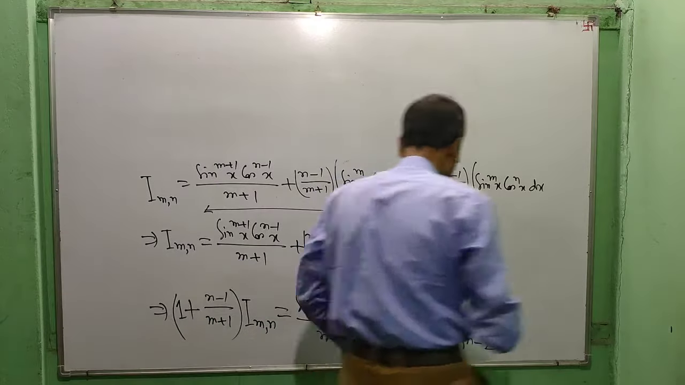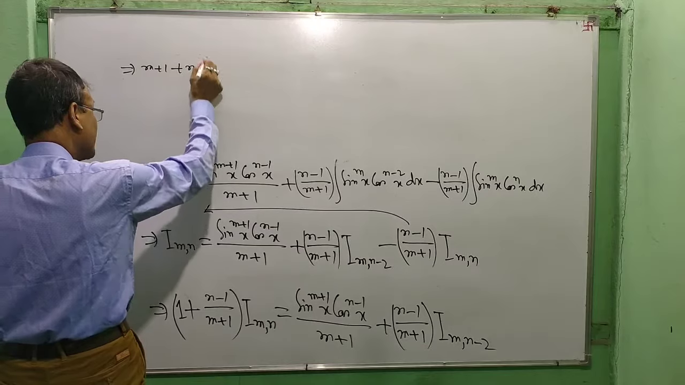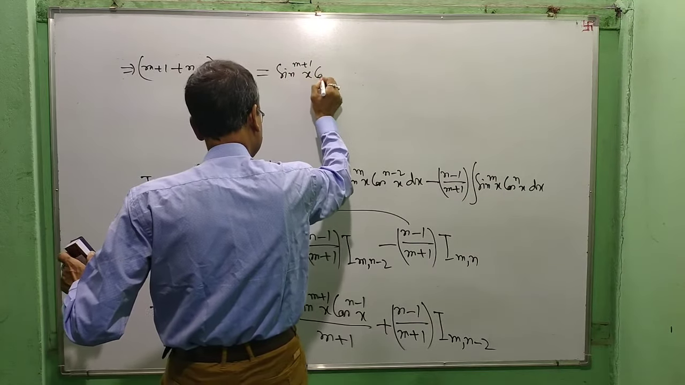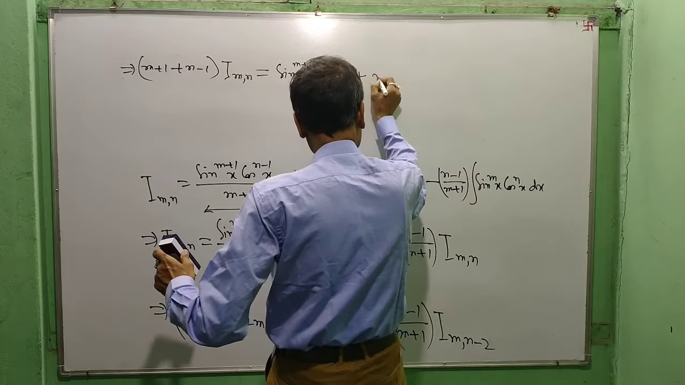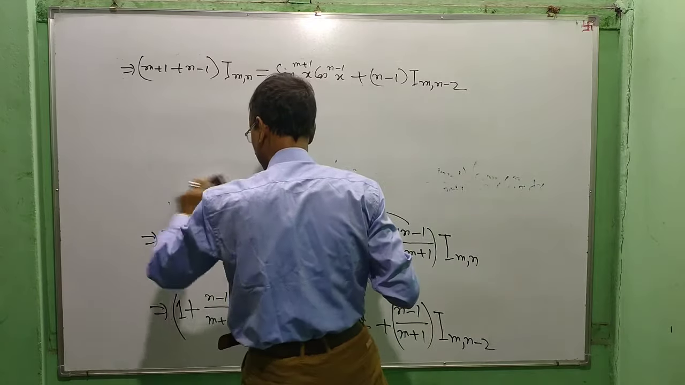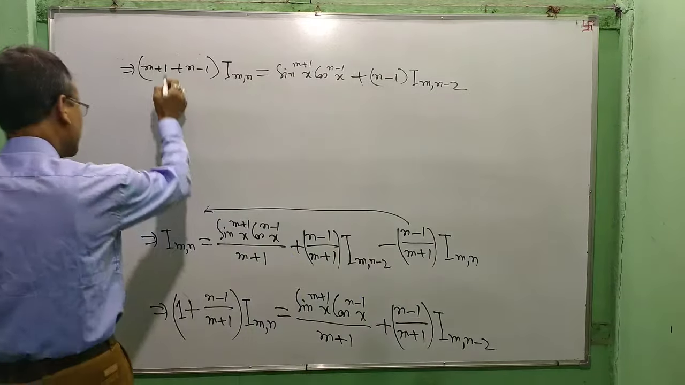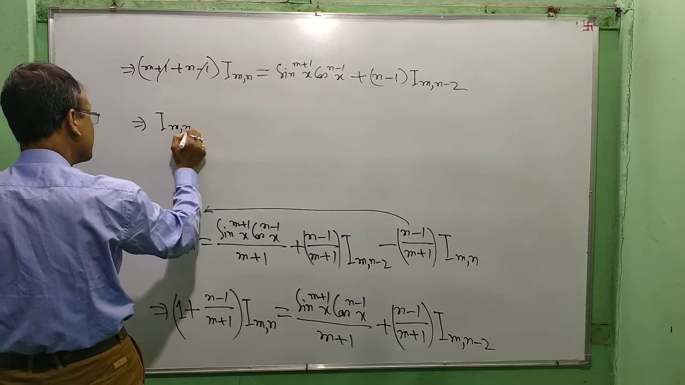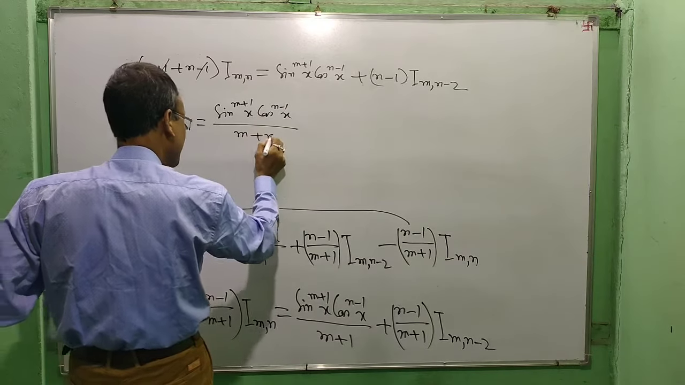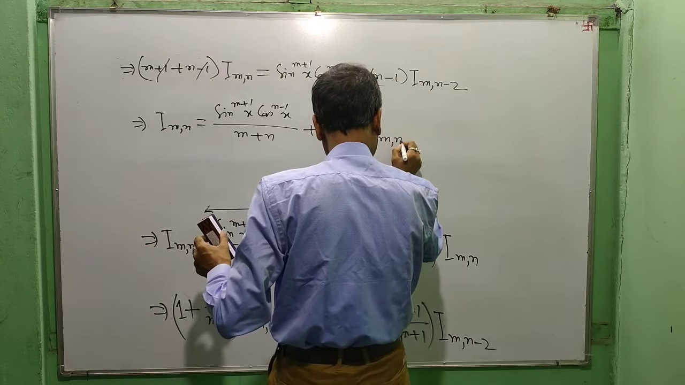Now, multiply both sides by m plus 1. You will get m plus 1 plus n minus 1 I m n is equal to sine to the power m plus 1 x cos to the power n minus 1 x plus n minus 1 I m n minus 2. You will get this: plus 1 minus 1 will be cancelled. Now divide both sides by m plus n: I m n will be equal to sine to the power m plus 1 x cos to the power n minus 1 x divided by m plus n plus n minus 1 by m plus n I m n minus 2.